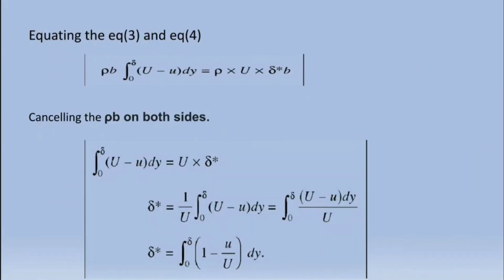Now cancelling rho b on both sides, we get delta star is equal to the integration from 0 to delta of (1 minus small u by capital U) dy. This is the final equation of displacement thickness.